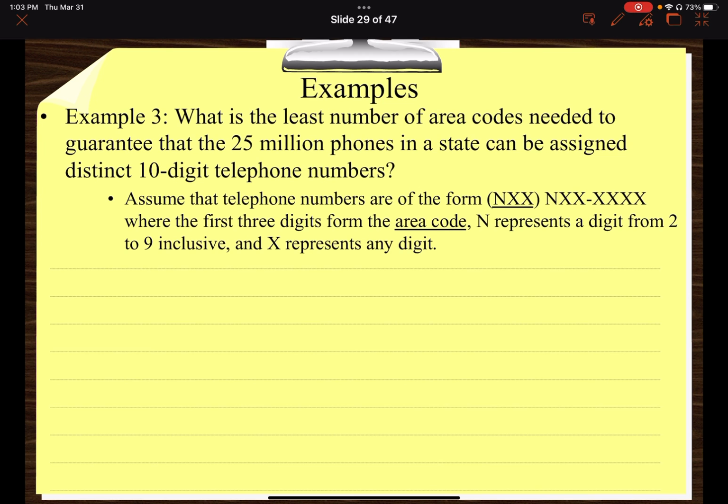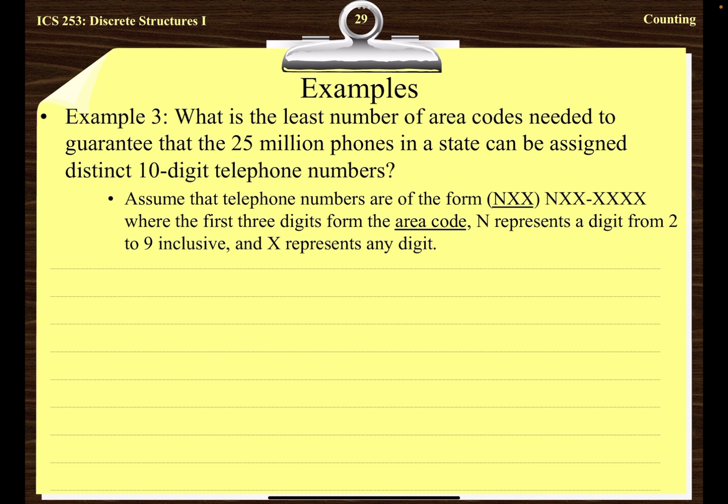So let us continue with our discussion on the pigeonhole principle and the generalized pigeonhole principle. Let's look at this example. What is the least number of area codes needed to guarantee that 25 million phones in a state can be assigned distinct 10-digit telephone numbers? The 10-digit telephone numbers are of the form area code, 3 digits, and the phone number, 7 digits, right?